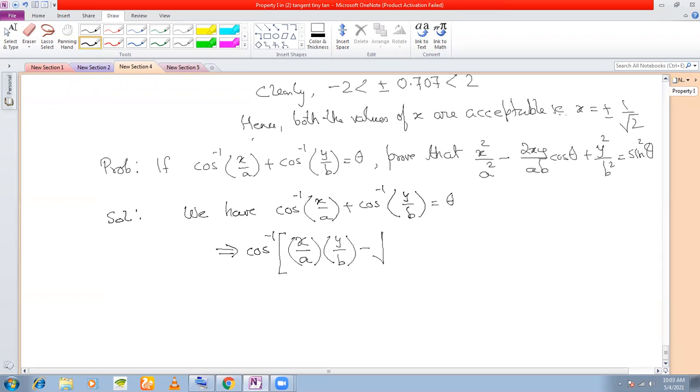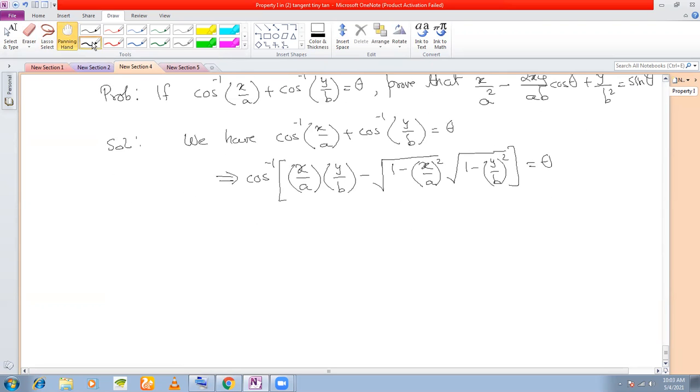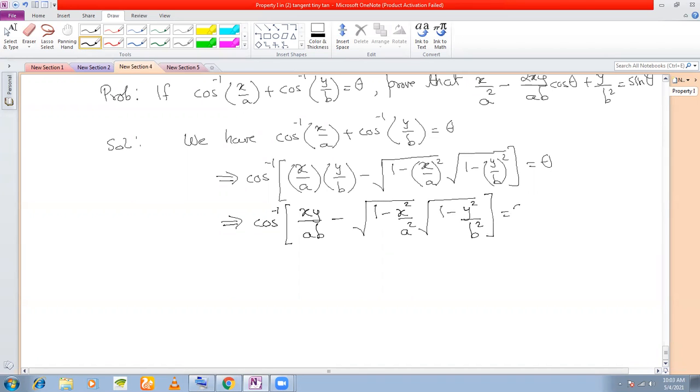minus root 1 minus x square into root 1 minus y square. It was a formula, you remember, is equal to theta. That means you have cos inverse xy by ab minus root over 1 minus x square by a square into root 1 minus y square by b square is equal to theta.